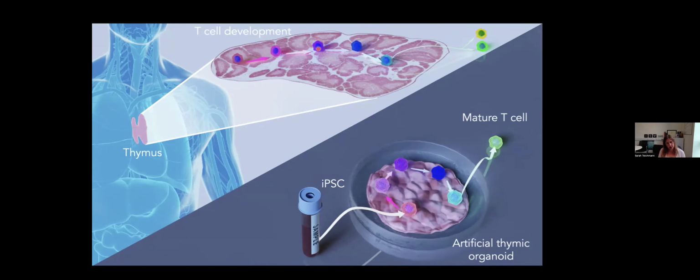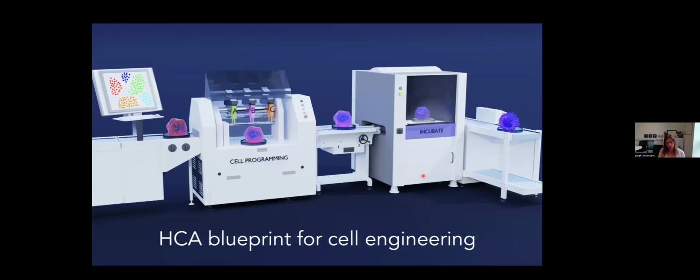What is the extrinsic signaling, and can we learn from the in vivo thymus to program the cells in vitro by adding the same sorts of factors in the dish? And so in that sense, the Human Cell Atlas is like a blueprint for engineering cells in the dish, and that's the funny picture showing that.